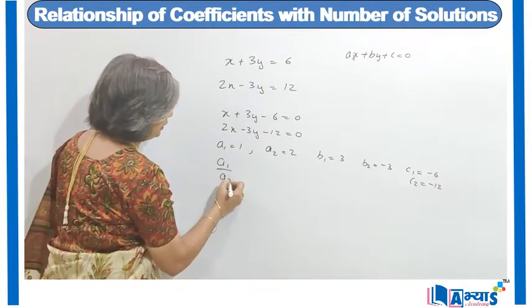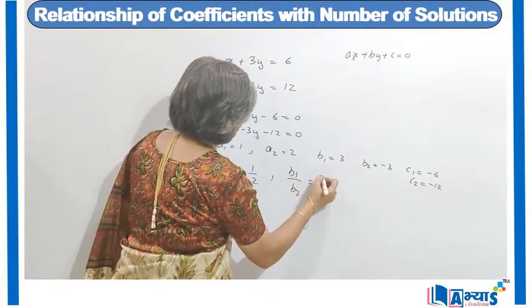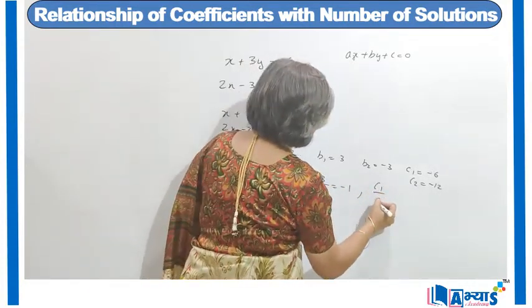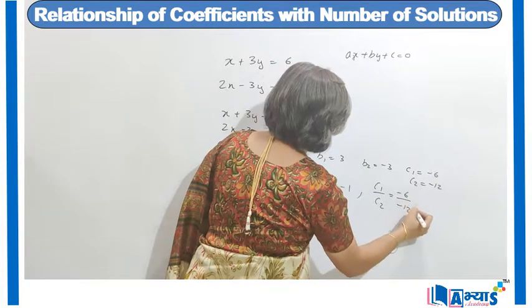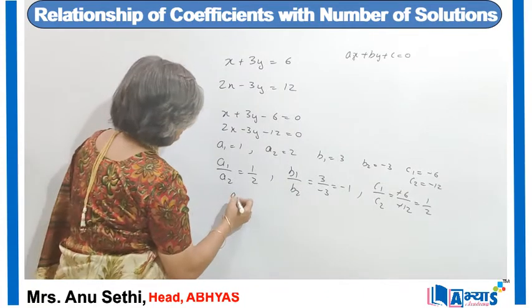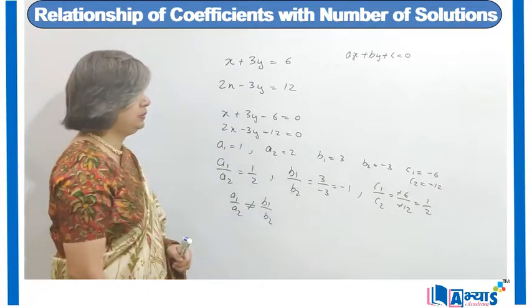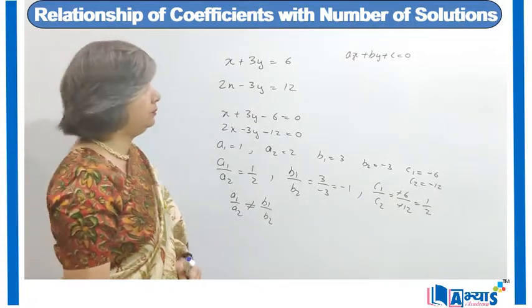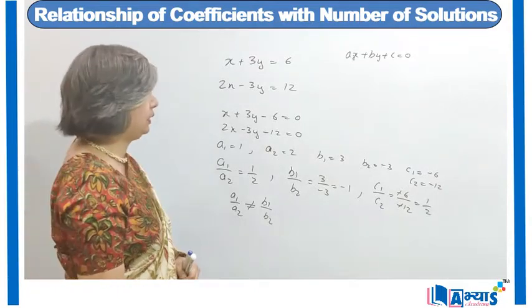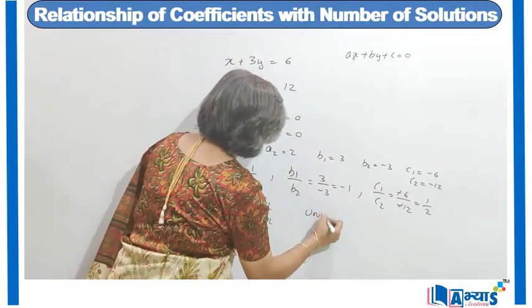That means a1 upon a2 is equal to 1 upon 2. Similarly, b1 upon b2 is equal to 3 upon minus 3, that is equal to minus 1. And c1 upon c2 will be minus 6 upon minus 12, that is 1 by 2. So we see that a1 upon a2 is not equal to b1 upon b2, as a1 upon a2 is 1 by 2, but b1 upon b2 is equal to minus 1. Hence it will have a unique solution.